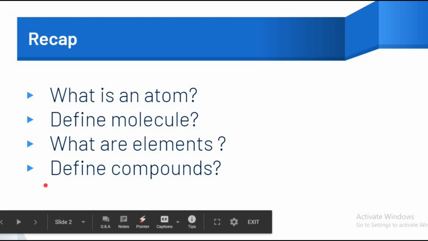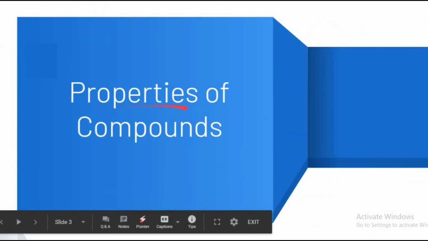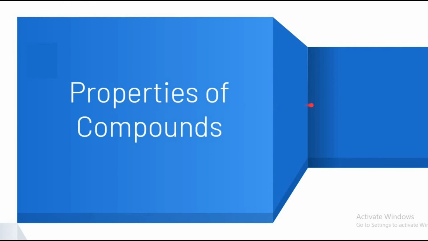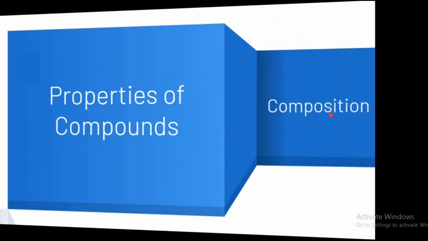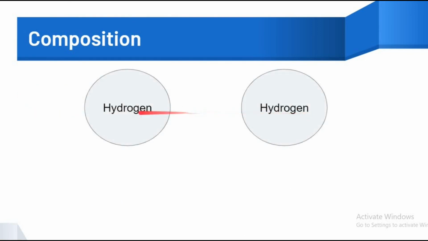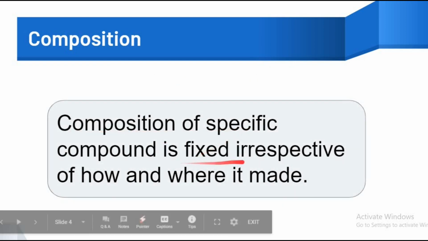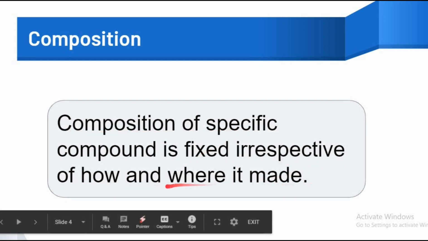Students, now in this video we will learn more about compounds and their properties. First, we will learn about their composition. A molecule of water will always have two atoms of hydrogen and one atom of oxygen. The composition of a compound is fixed irrespective of how and where it is made or found.